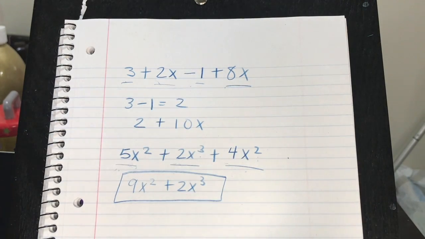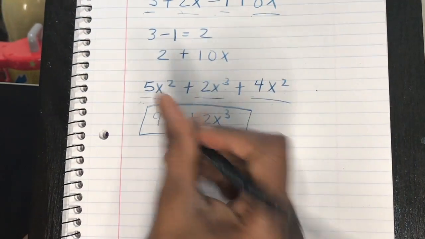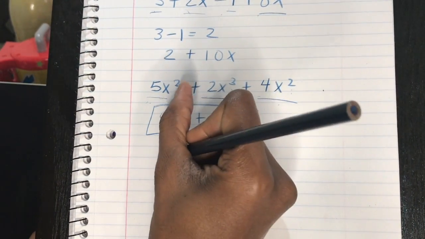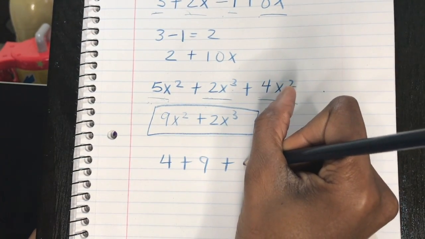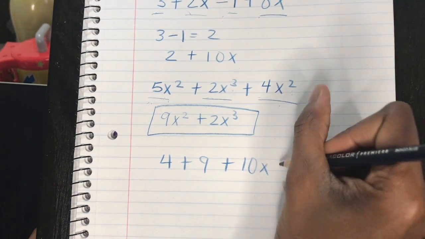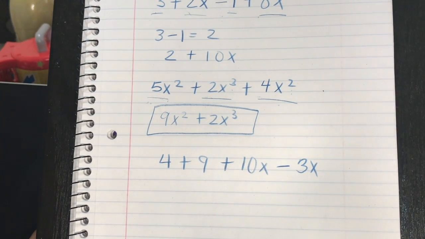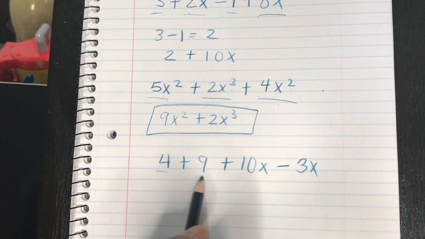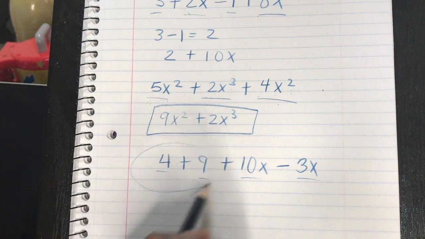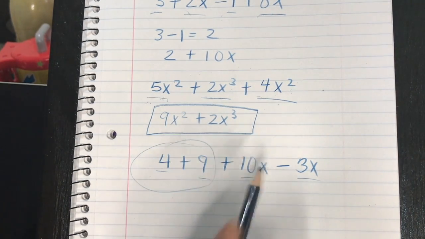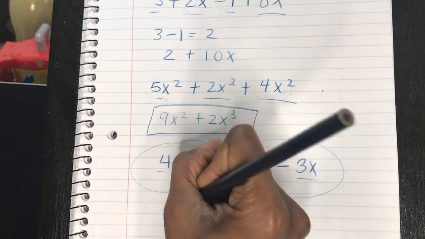Okay, and I keep saying one more, but I just want to make sure that we get this. So one more. Let's do 4 plus 9 plus 10x minus 3x. First the terms are 4, 9, 10x, and 3x. The like terms are 4 and 9, and 10x and 3x. So 4 plus 9 is 13.